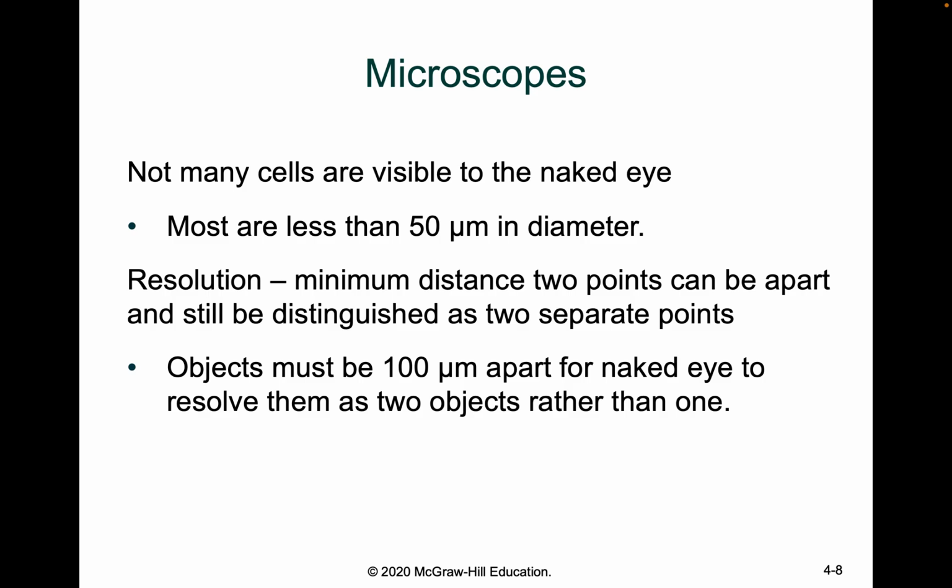To really understand microscopes, you need to understand one term, which is resolution. Resolution basically means the minimum distance two points can be apart and still be distinguished as two separate points. We really hear this term especially with TVs or anything to do with images. When asked what the resolution of this TV or camera is, it basically means how much this object can separate two points, the minimum distance between two points.